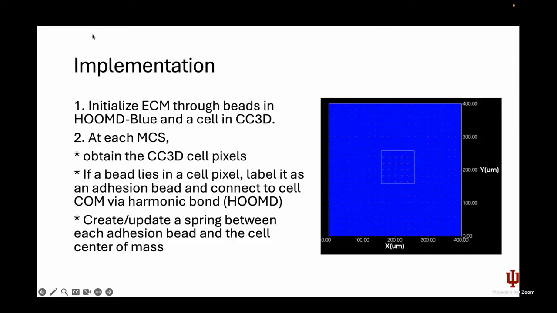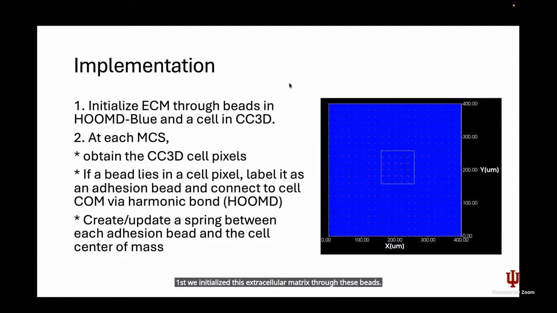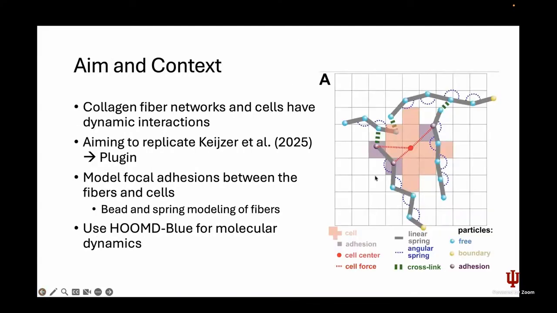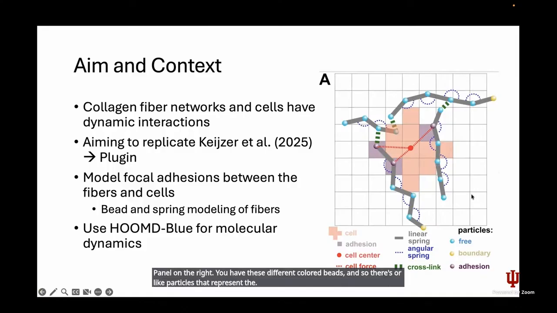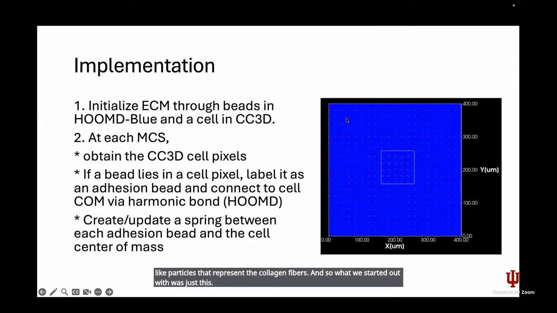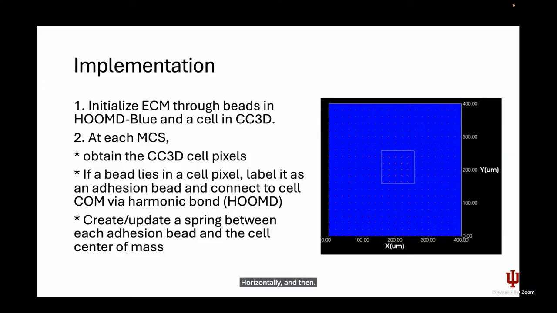And so going over our implementation, first we initialized this extracellular matrix through these beads. You can see back here in the panel on the right, you have these different colored beads, or particles, that represent the collagen fibers. What we started out with was just this grid of beads that we were hoping to connect horizontally and then vertically to represent a grid of collagen fiber.